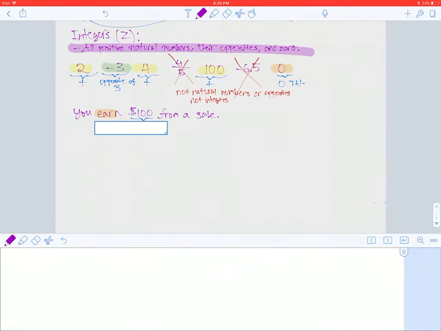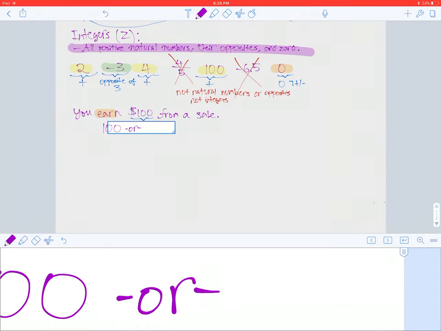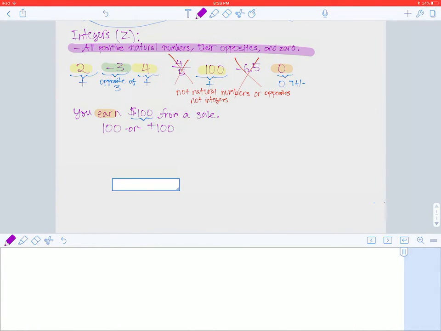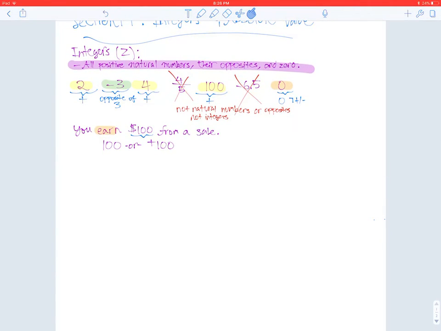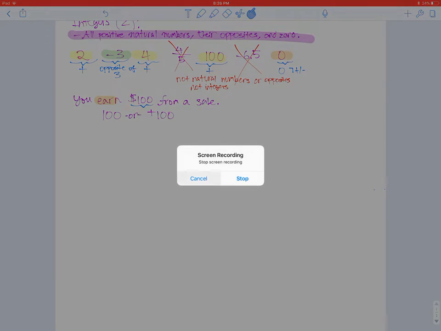So there's two ways to write this. You can either write just plain 100, or you could also write plus 100 to represent that it's an increase. So either one's acceptable because it's commonly known that if you don't put a positive sign in front of a number, it's just positive by assumption.